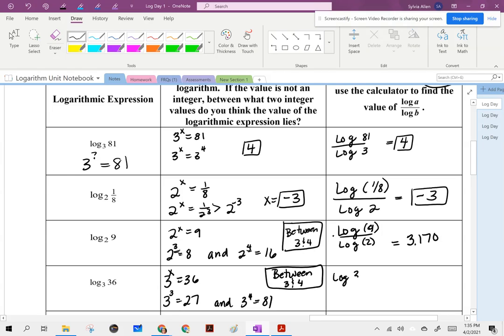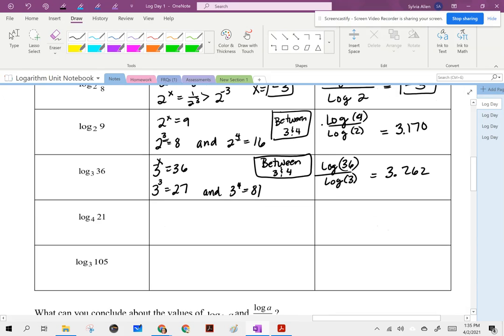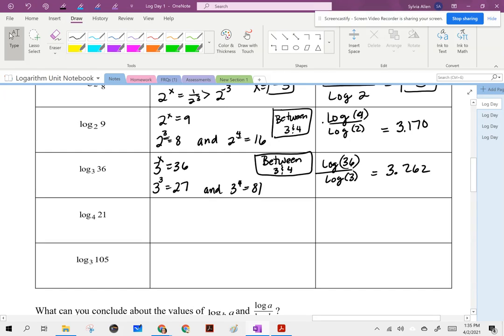And if we were to go log 36 divided by log 3, we are going to have 3.262. Very important for you to make sure you're getting these numbers right.